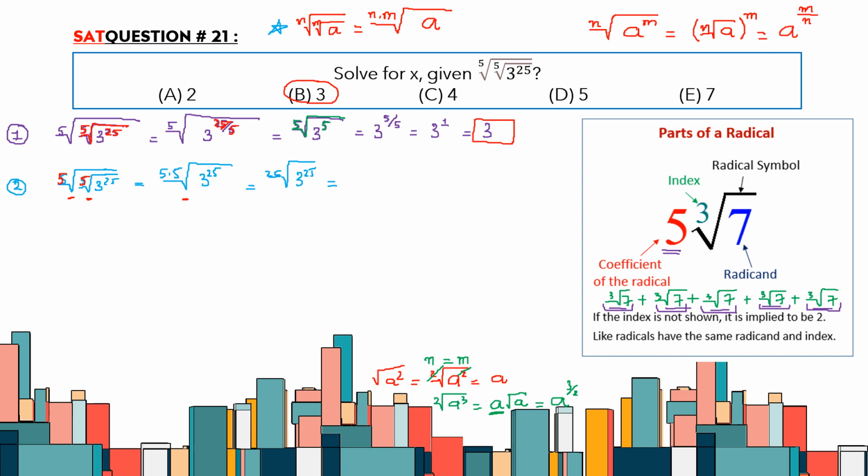And again, we have 25 over 25, that is 3 to the power of 1, which equals 3. The top is the power. The bottom is the index number. So this is where the 25 is coming from.